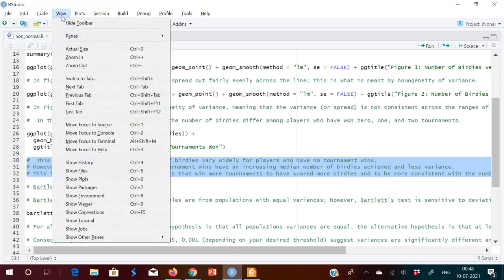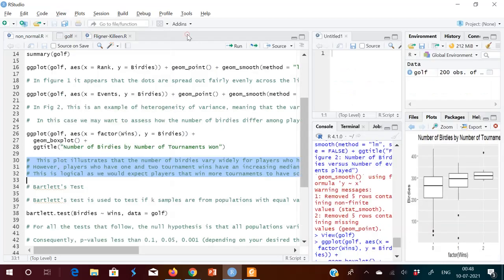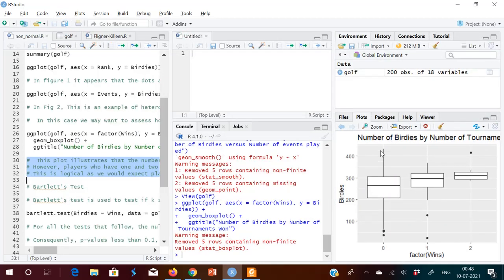So I will again explain to you with the figure. This is 0 wins, so there is more variance. See from here to here, more variance is there compared to 1 win and 2 wins. That will be natural because those who win tournaments will be having more consistent scores. That's what it is telling.